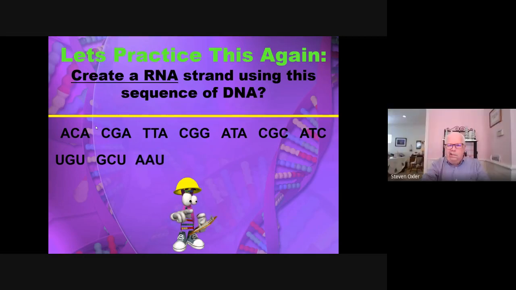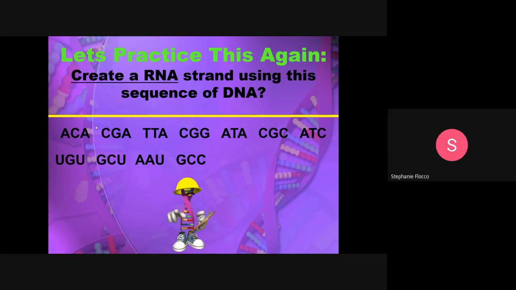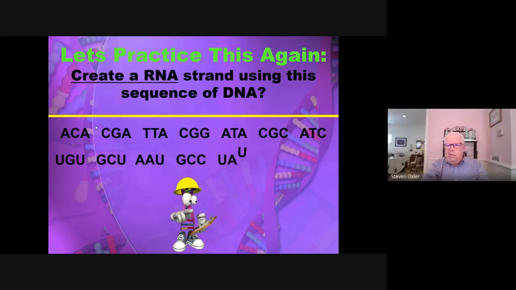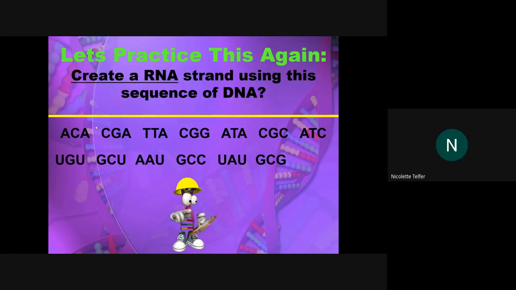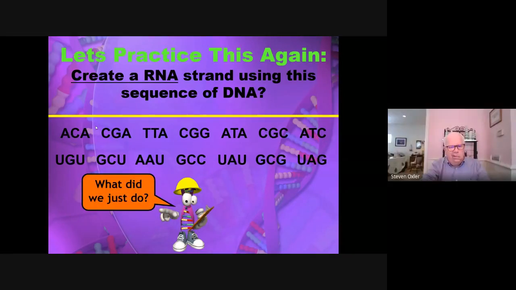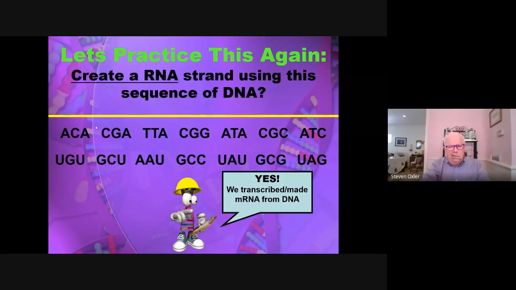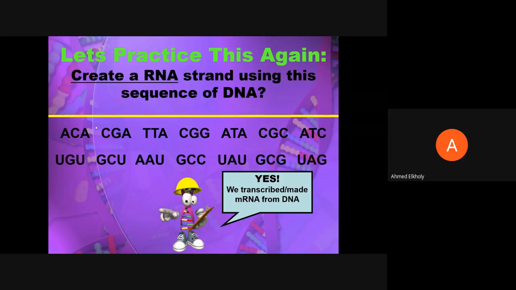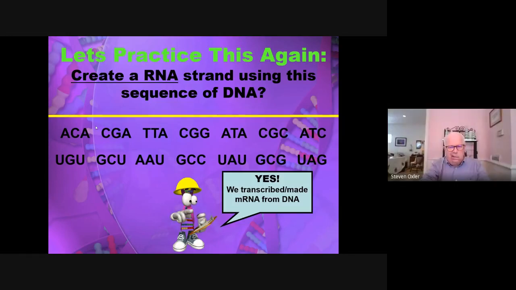CGG would be GCC. ATA is UAU. GCG is CGC. What about ATC? UAG. All right, we got it, right? There you go. What did you just do? You made RNA from DNA. There it is.